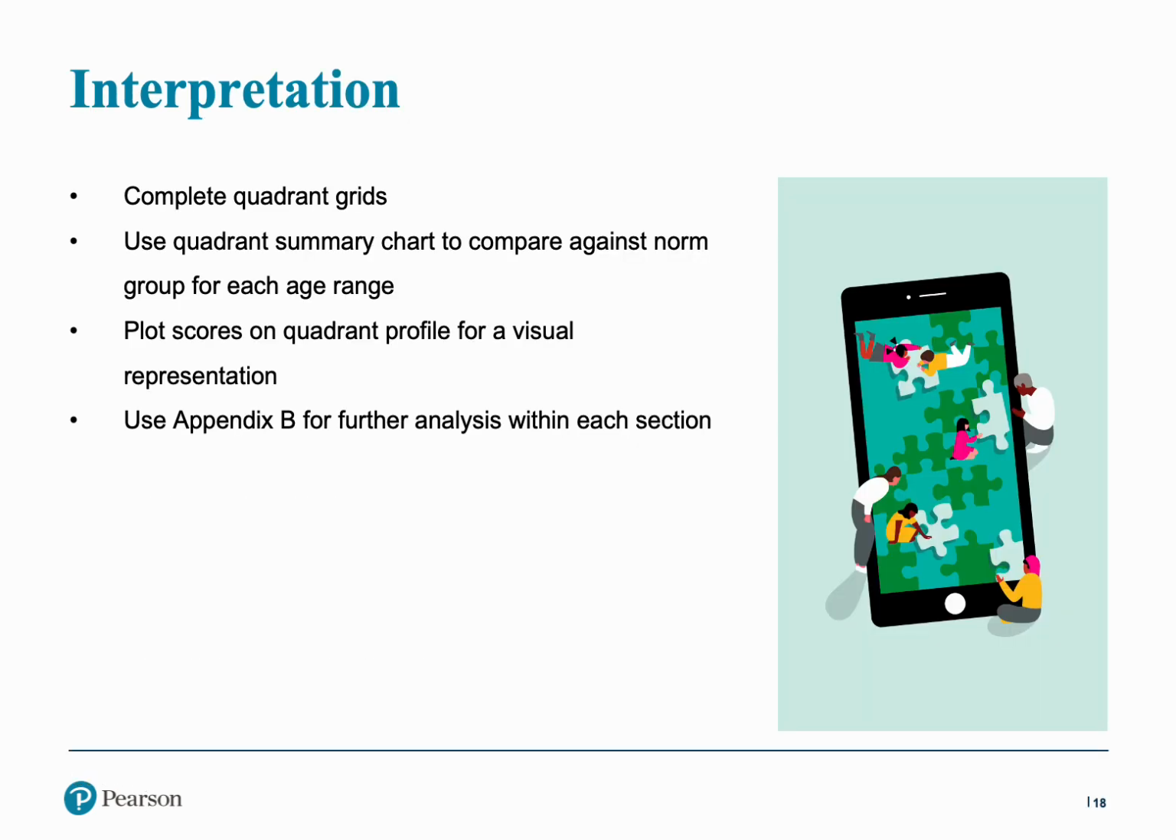So in the case you are completing a physical form, to be able to interpret your results, you're going to want to complete the quadrant grids with your raw scores, and then you use the quadrant summary chart to compare that score against the norm group for each age range. You'll then plot those scores on a quadrant profile, which gives you that visual representation, and then you will use that Appendix B, which will provide further analysis within each of those sections.